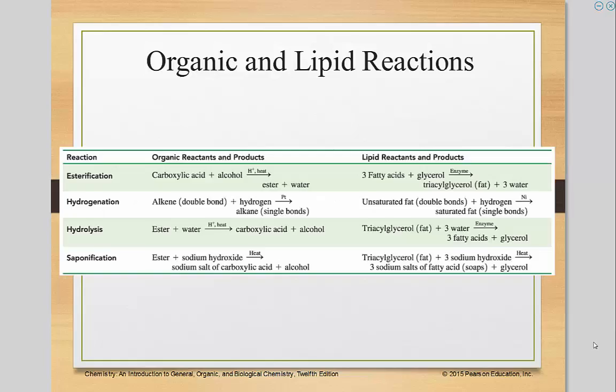So here's a summary of all the reactions. Esterification was when we made the ester in water. So this is where we're making the trialcylglycerols. We had 3 fatty acids, 3 carboxylic acids, glycerol as your alcohol, and that's going to make your trialcylglycerol. For hydrogenation, we have the unsaturated fats, the double bonds, as your alkene, reacting it with hydrogen. This time we're doing a nickel catalyst, making a saturated fat, an alkane.